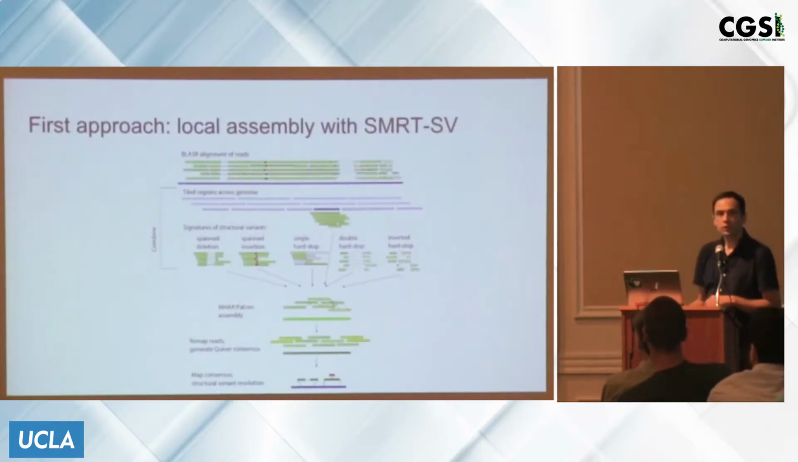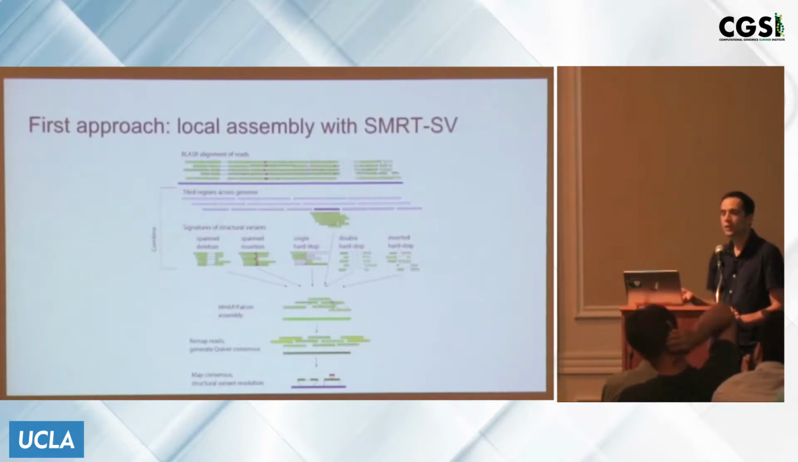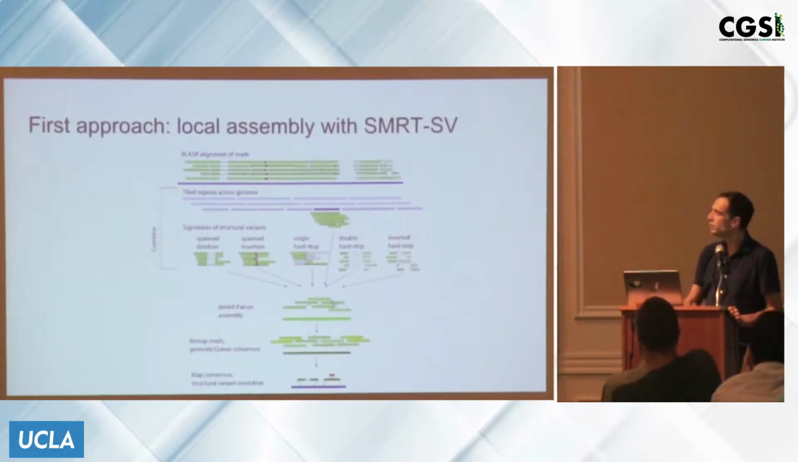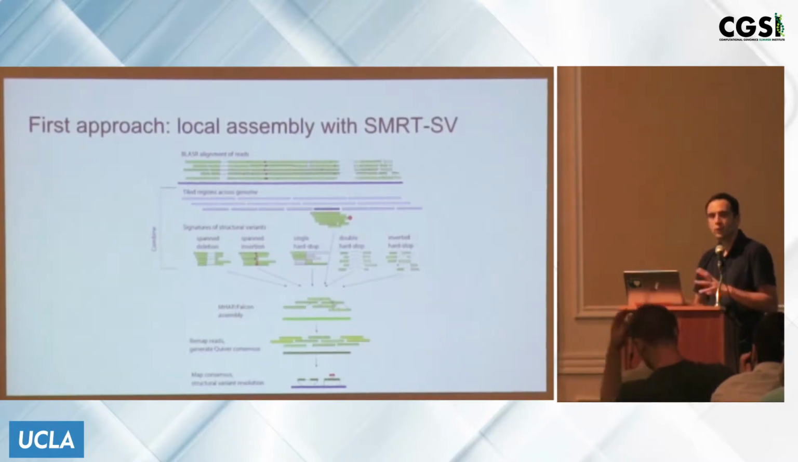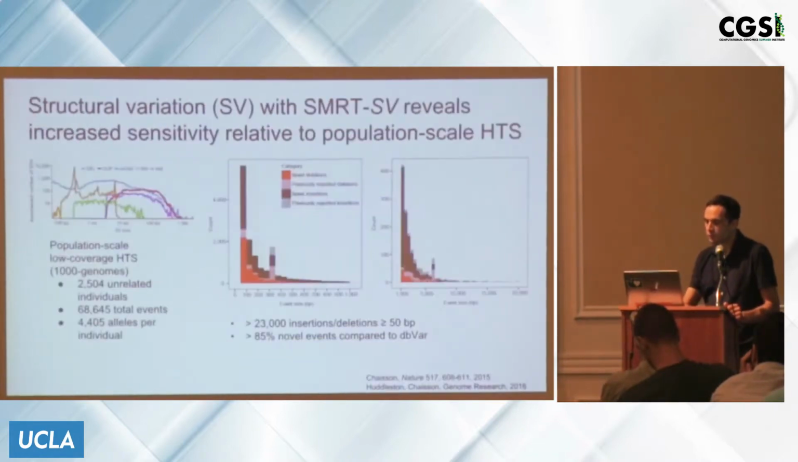So the first approach that was used for this was Smart SV. This is now quite a few years old, and this was a local assembly-based approach where sequences were mapped back to the reference. Reads were collected in regions where there are expected to be structural variants, and they're also collected in an unbiased manner, tiling across the genome. They're collected in windows of about 60 kilobases. Each window is assembled and then mapped back to the reference.